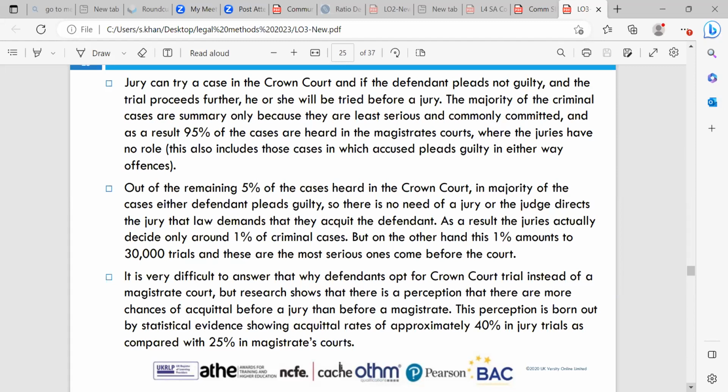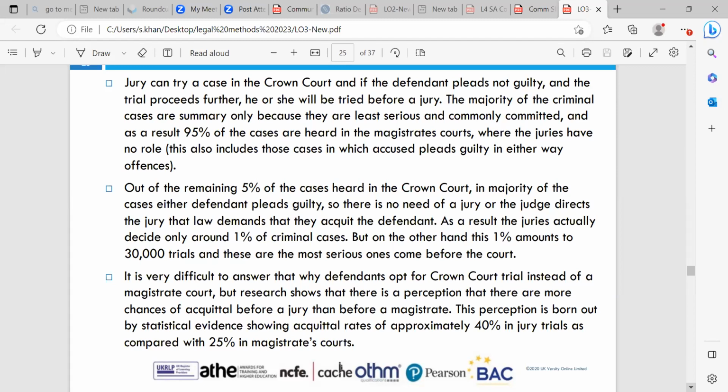out of the remaining 5% of cases heard in the Crown Court, in the majority of cases either the defendant pleads guilty, so there's no need for a jury, or the judge directs the jury that the law demands that they acquit the defendant. As a result, juries actually decide only around 1% of criminal cases.